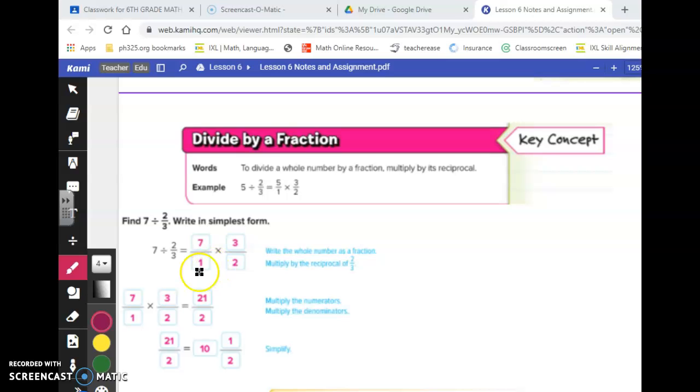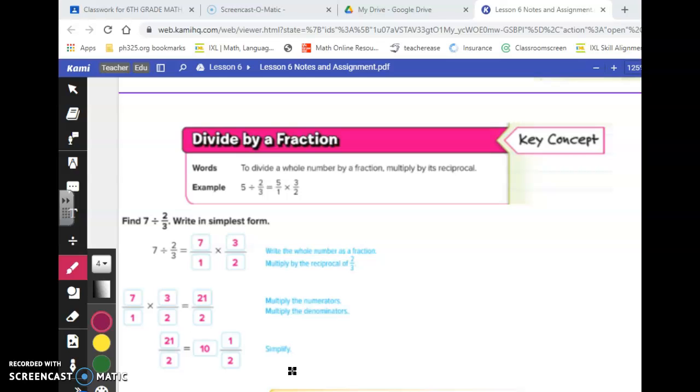And if you notice, they did that. You look down here, it says 7 times 3 is 21. 1 times 2 is 2. So you end up with 21 over 2. But we can't leave that as an improper fraction, right? So if we just do the same thing, we do 21 divided by 2, and you end up with 10 and a half. Okay? So basically, it's the same thing we've been doing. It's just that we're adding another step, all right?